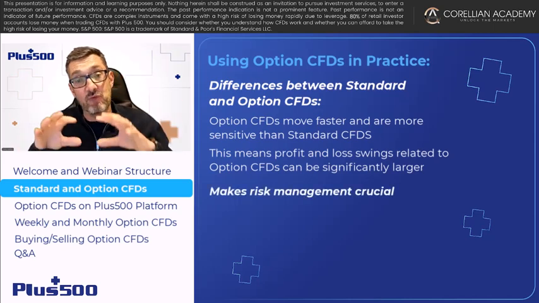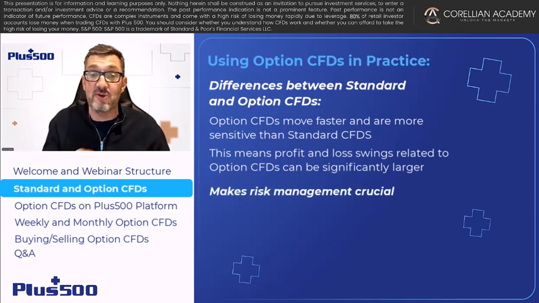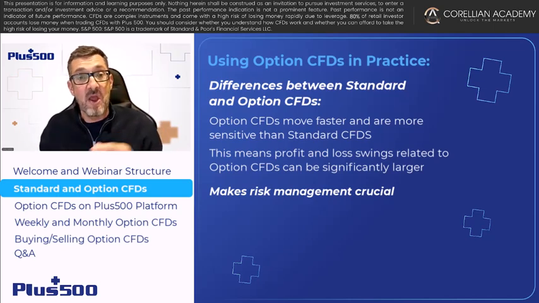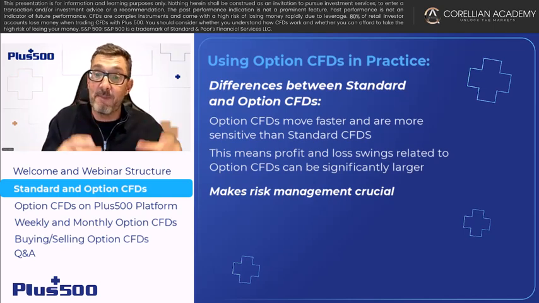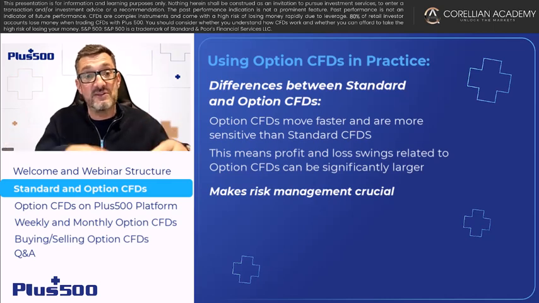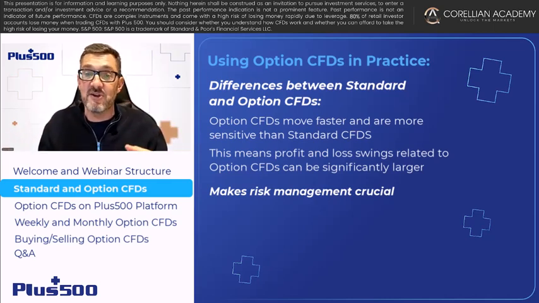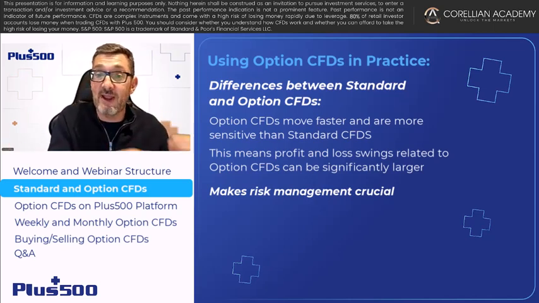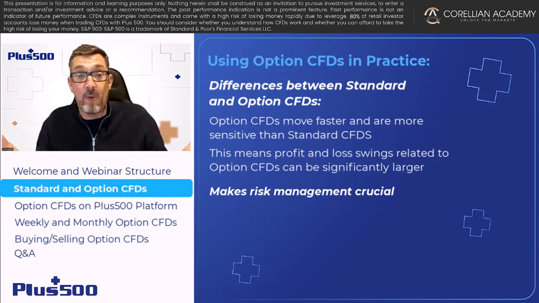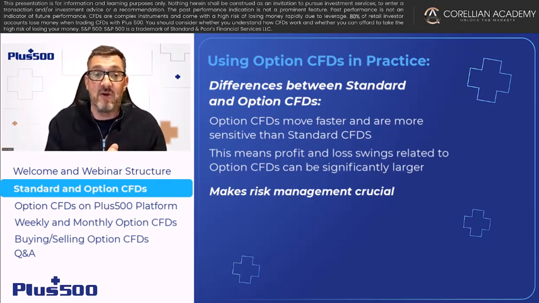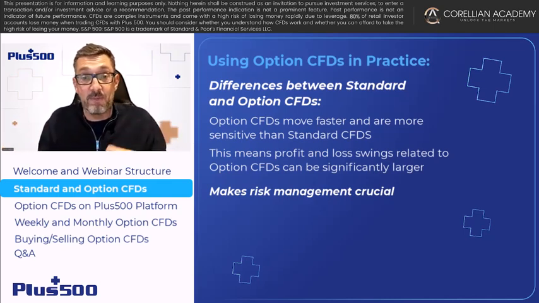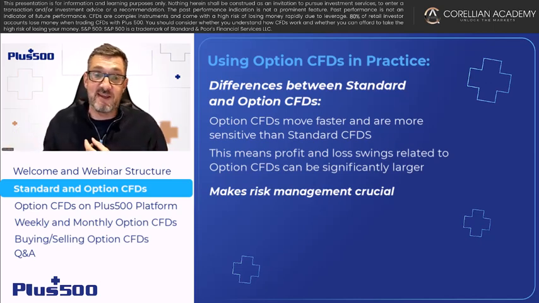And this is exactly why risk management becomes a key difference between trading a standard CFD and an option CFD. Once you understand how dramatically their behavior diverges, you start to see that the way you size, monitor, and control each position must be completely different. With a standard CFD, your risk is tied directly to the underlying market. If Apple moves $1, your CFD moves $1. It's linear, it's predictable, and your exposure is easy to calculate.